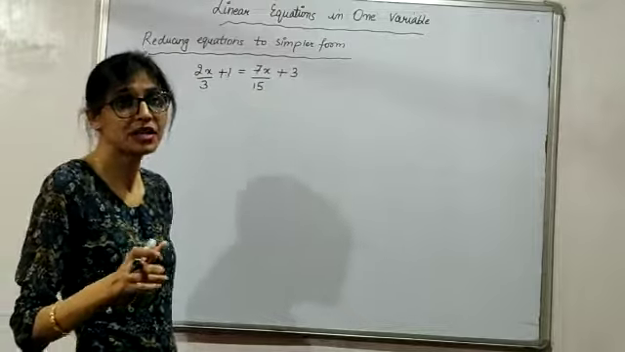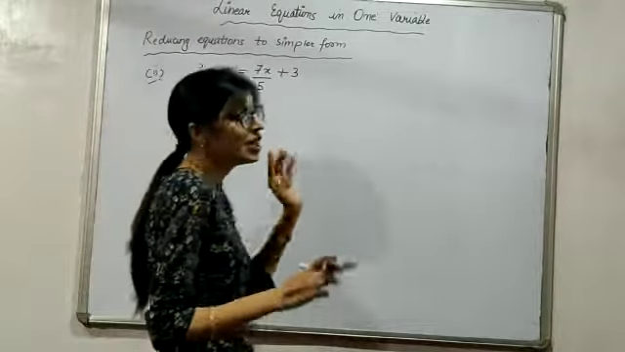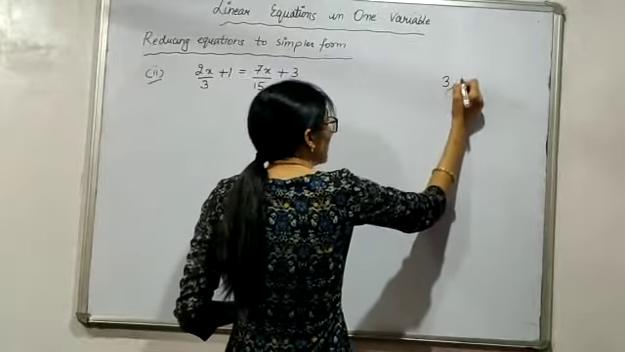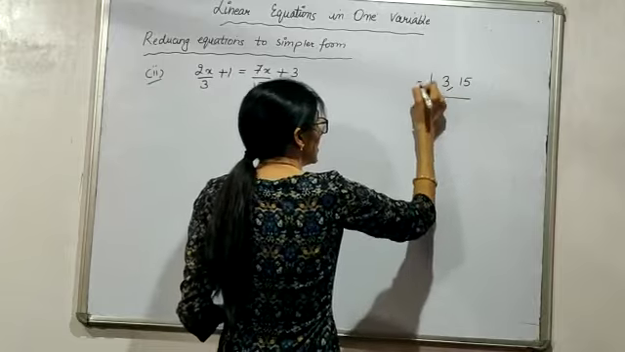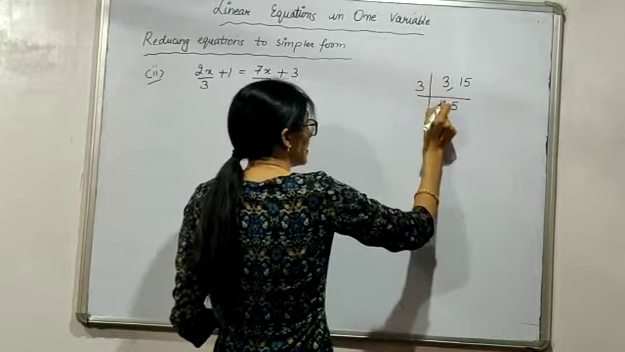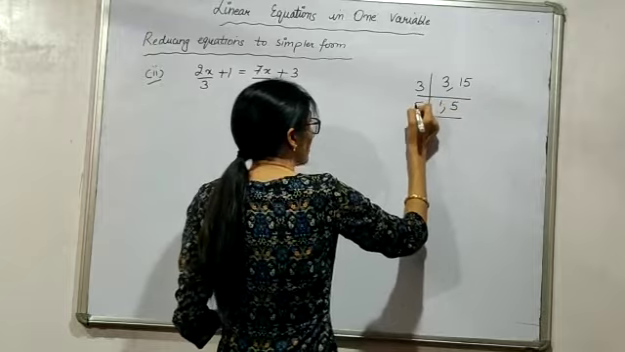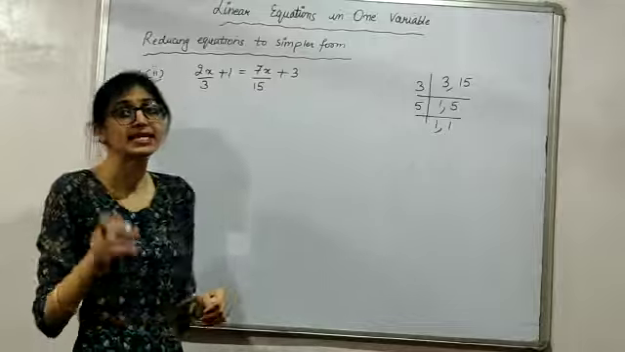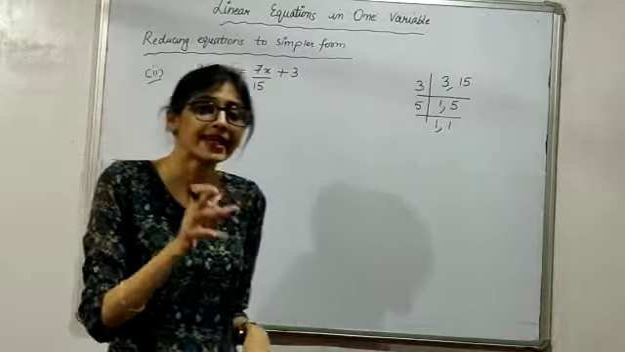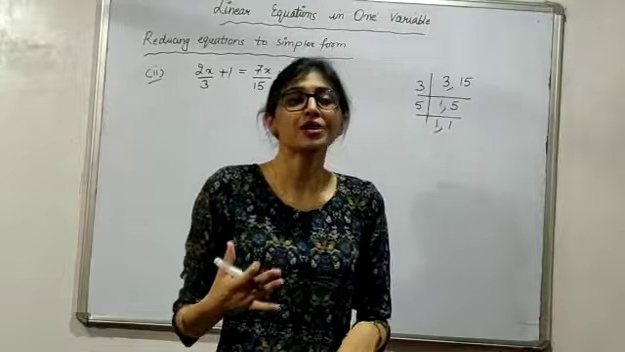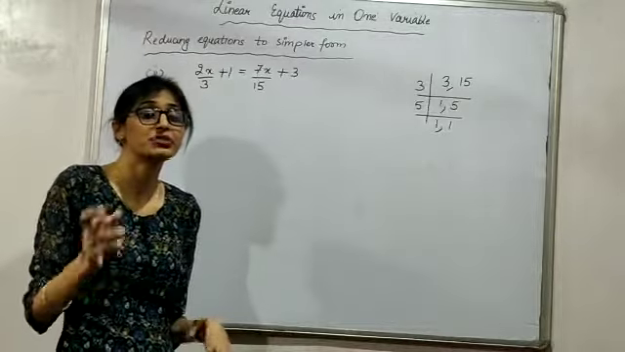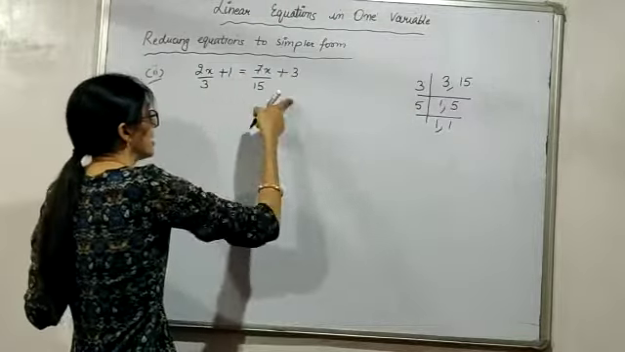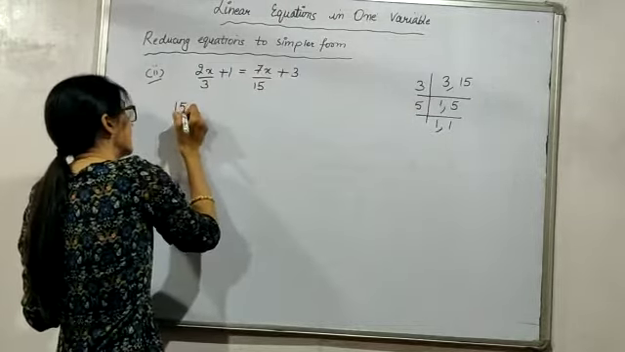Whenever there are different numbers on both the sides, you have to take the LCM of those numbers. So 3 and 15. Take the LCM. 3 ones are 3, 3 fives are 15. Now it will go with 5. 5 ones are 5, 5 threes are 15, so 15 is the LCM. Now whatever the LCM comes, you have to multiply both sides with the LCM number. So here the LCM is 15. So multiply both sides with 15.